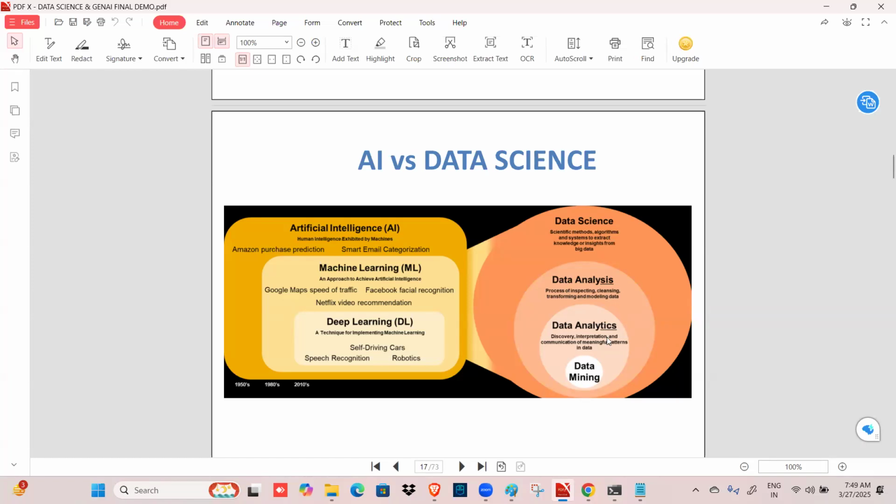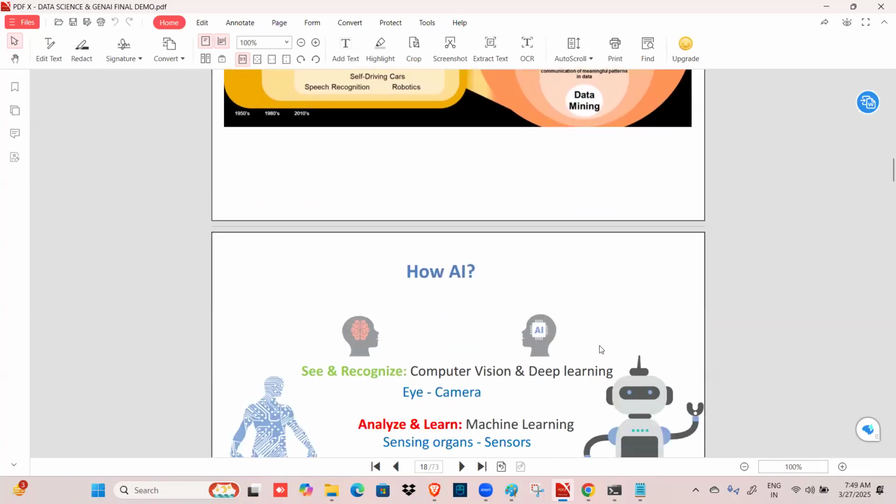And data analytics is there also, like discovery, interpretation, and communication of meaningful patterns in the data. We are going to draw different types of patterns, like graphs, so we can easily understand that data with those insights. So these insights are what we are going to see.